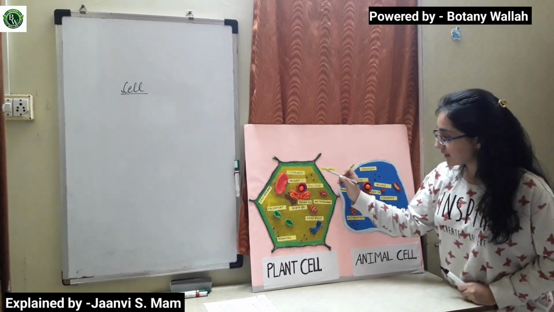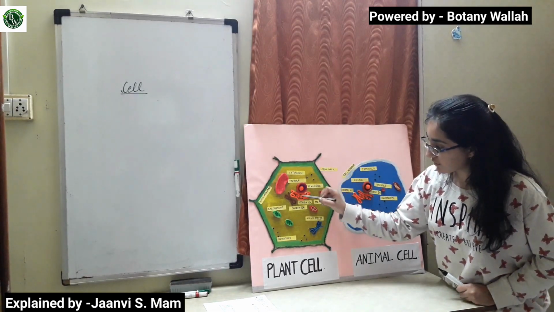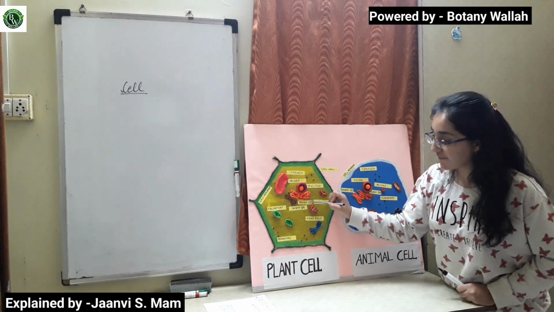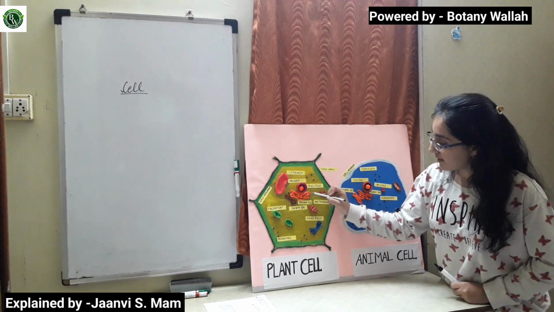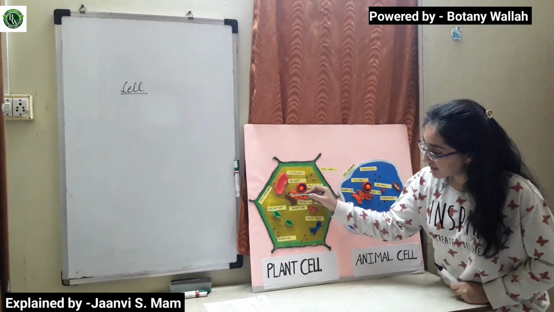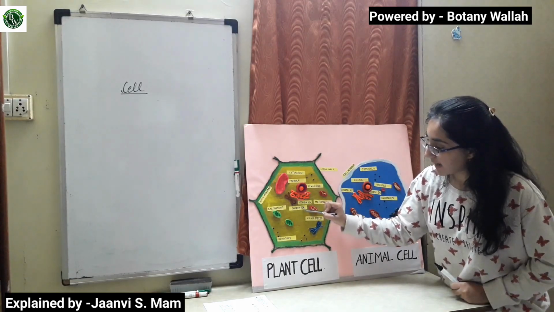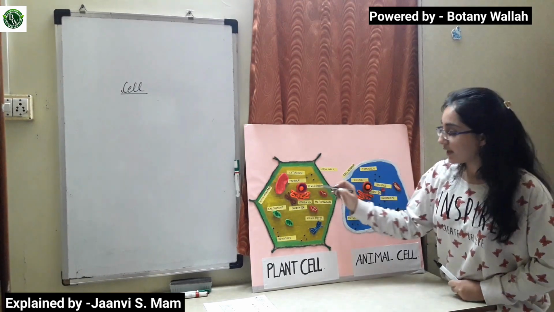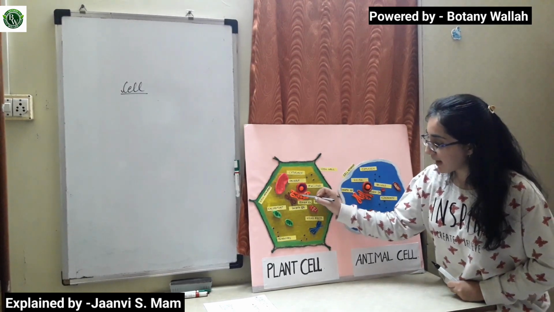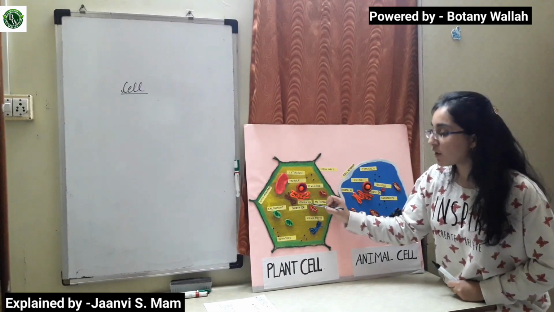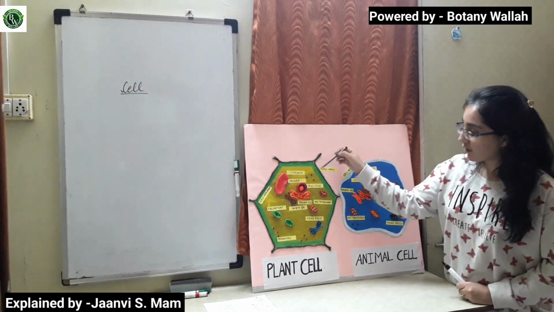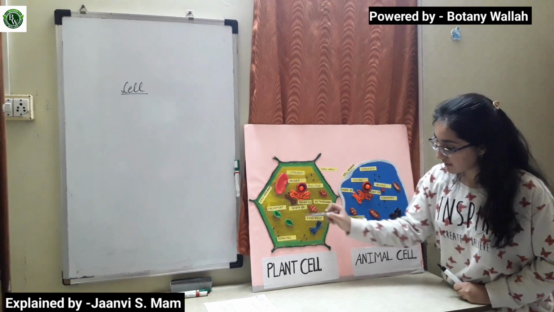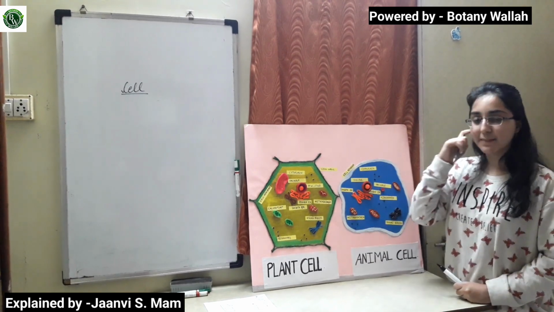Then you can see this structure over here, that is rough ER. I have written ER, that is endoplasmic reticulum. Then you have this brownish part, that is smooth endoplasmic reticulum. Then I have shown black structures on the rough endoplasmic reticulum, that is ribosomes. So here also ribosomes are present, here and here. There are many locations where ribosomes are present.